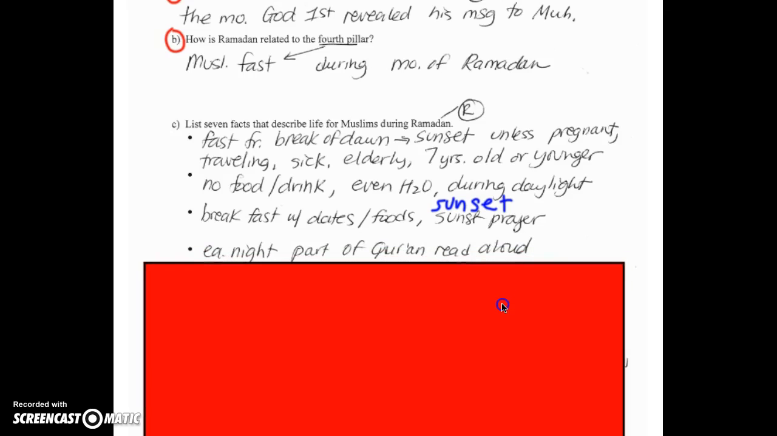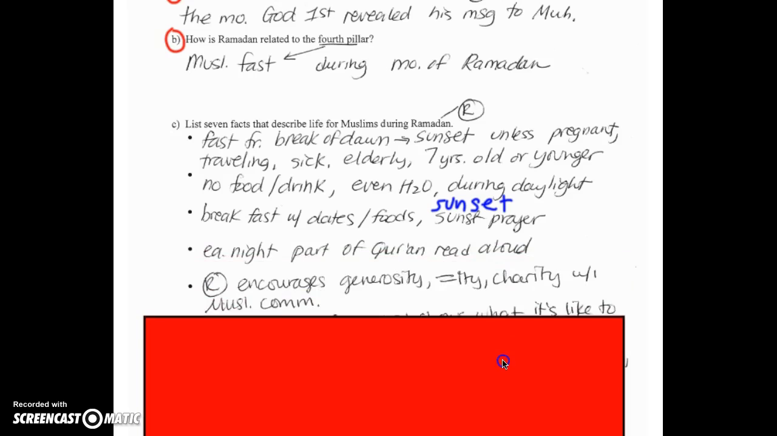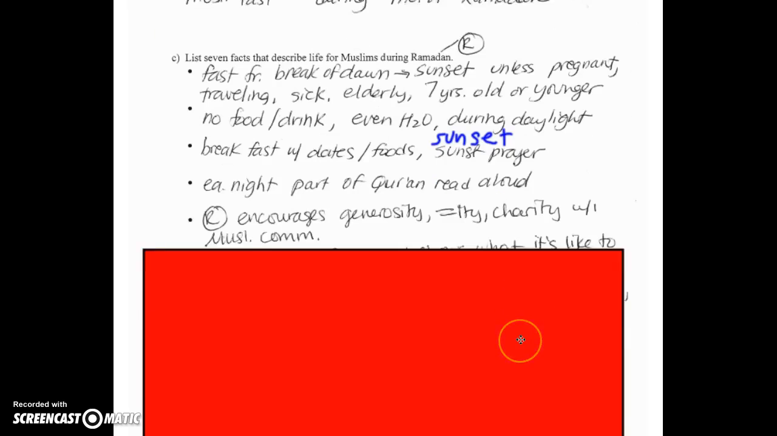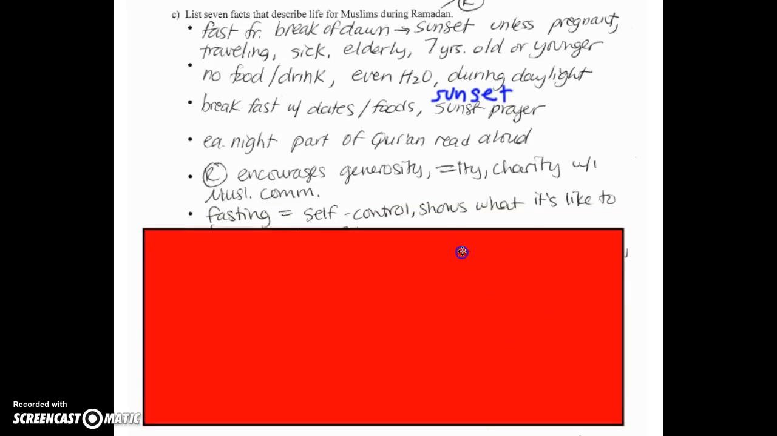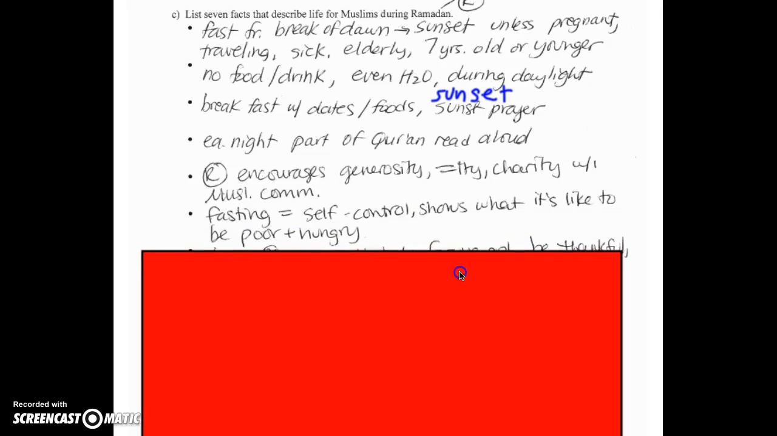All right, they read the Quran a little bit each night. It's supposed to encourage people to be generous, encourage equality and charity within the Muslim community. Charity is like community service or like giving donations of items, food, I guess, could be an item, and money. Okay, so we have why they think fasting is important. All right.